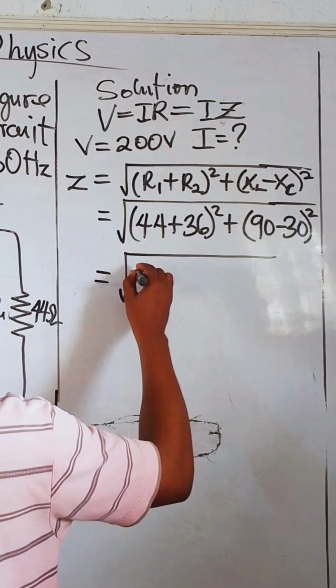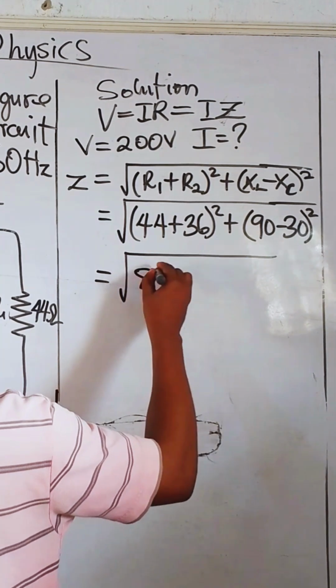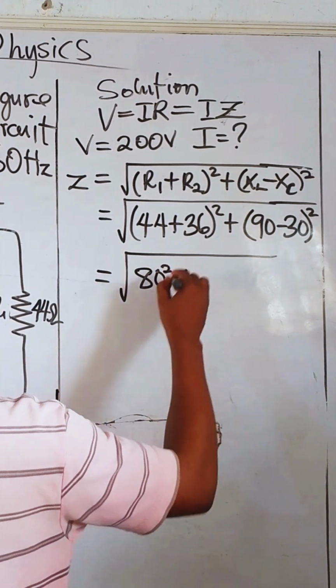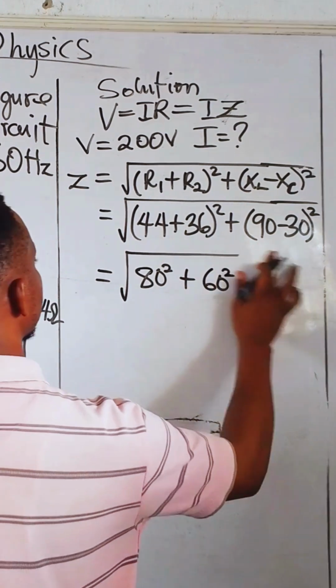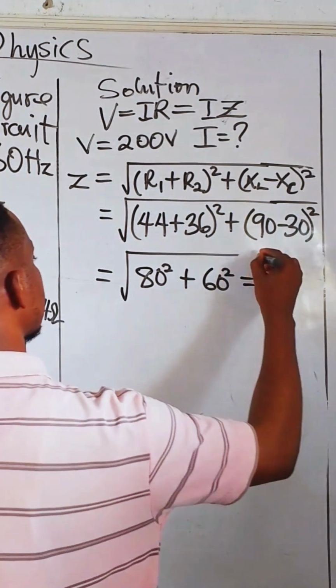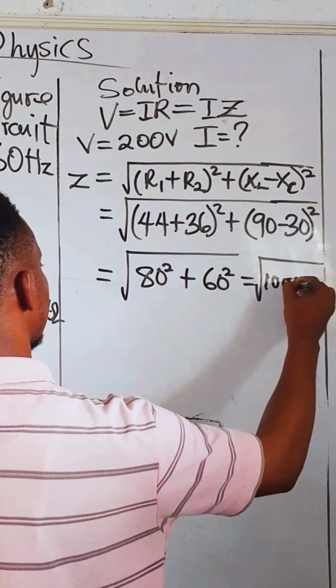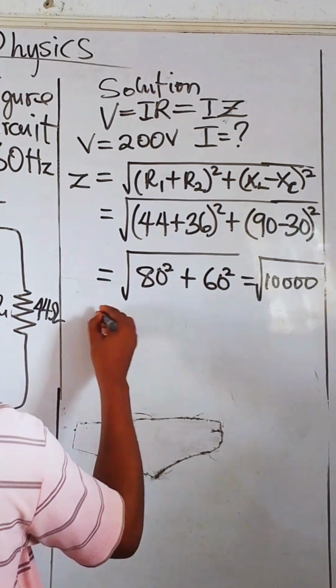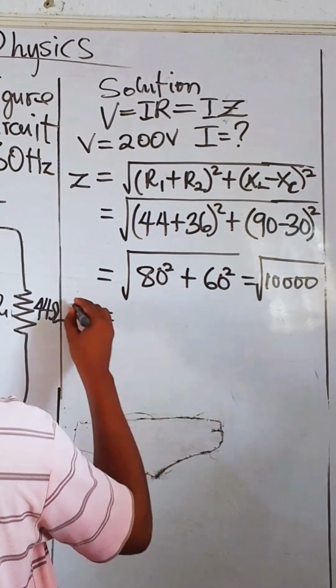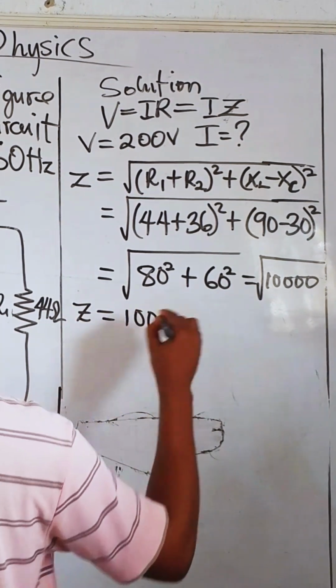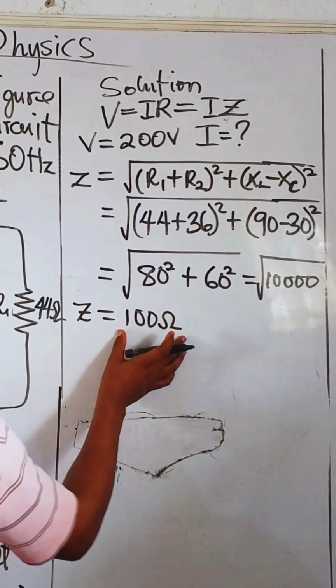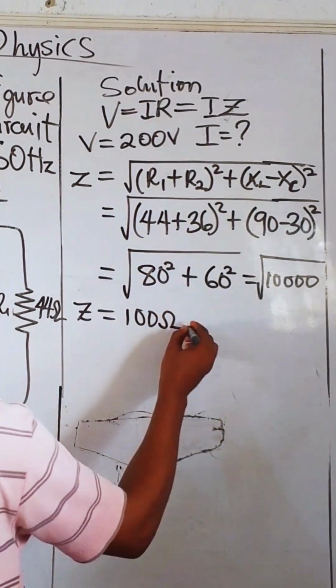We are going to get 80 squared plus 60 squared. This will give us 10,000, right? So that will be our impedance. Therefore, Z is equal to 100 ohms, right? So with this, we can calculate the current.